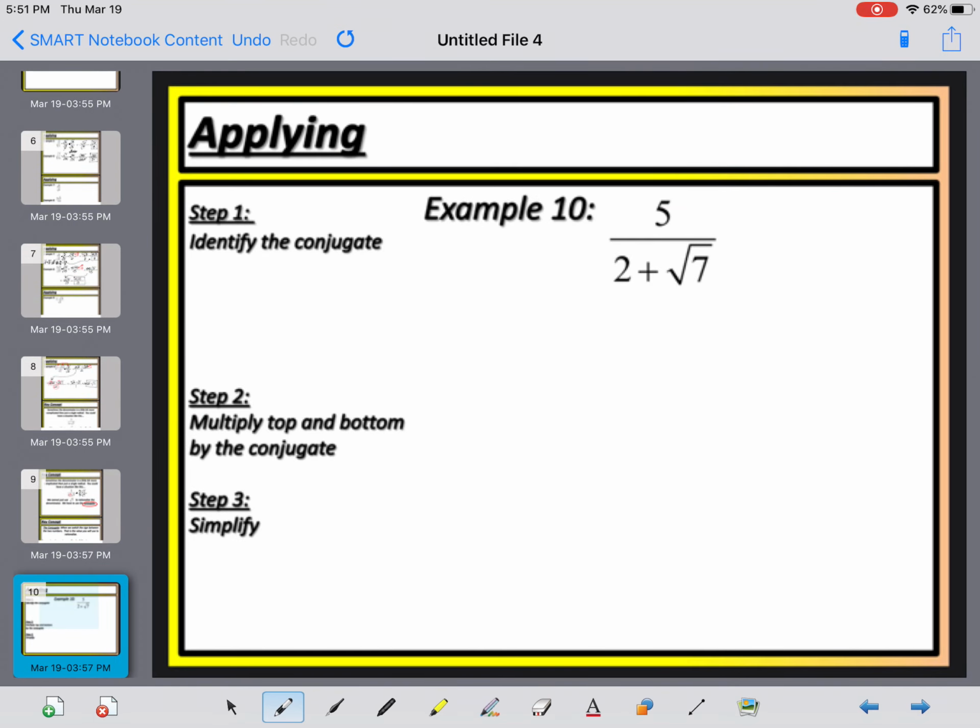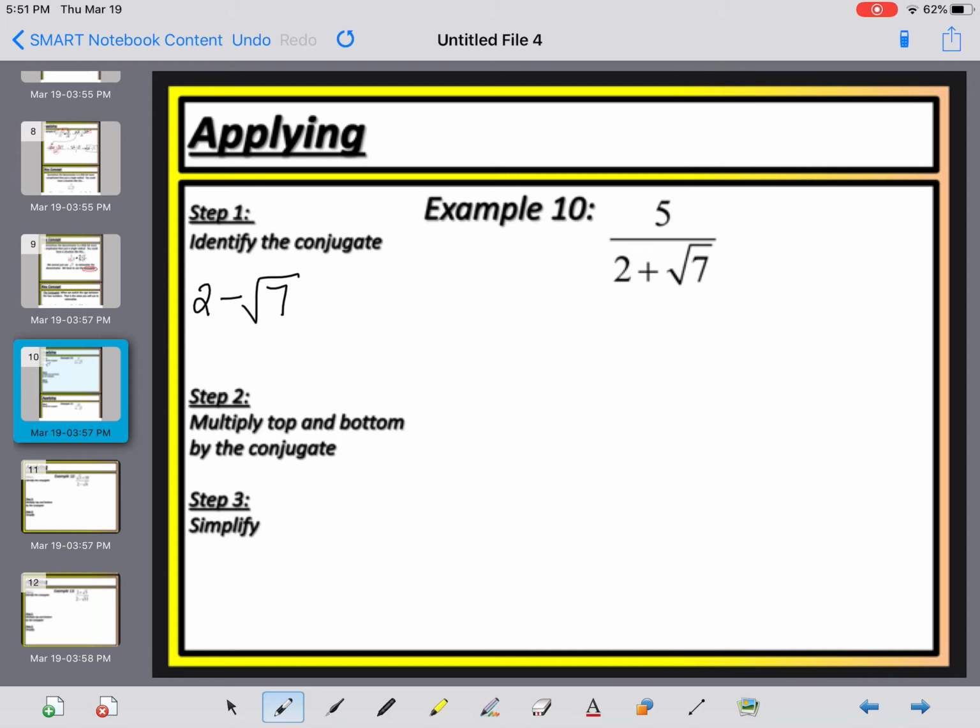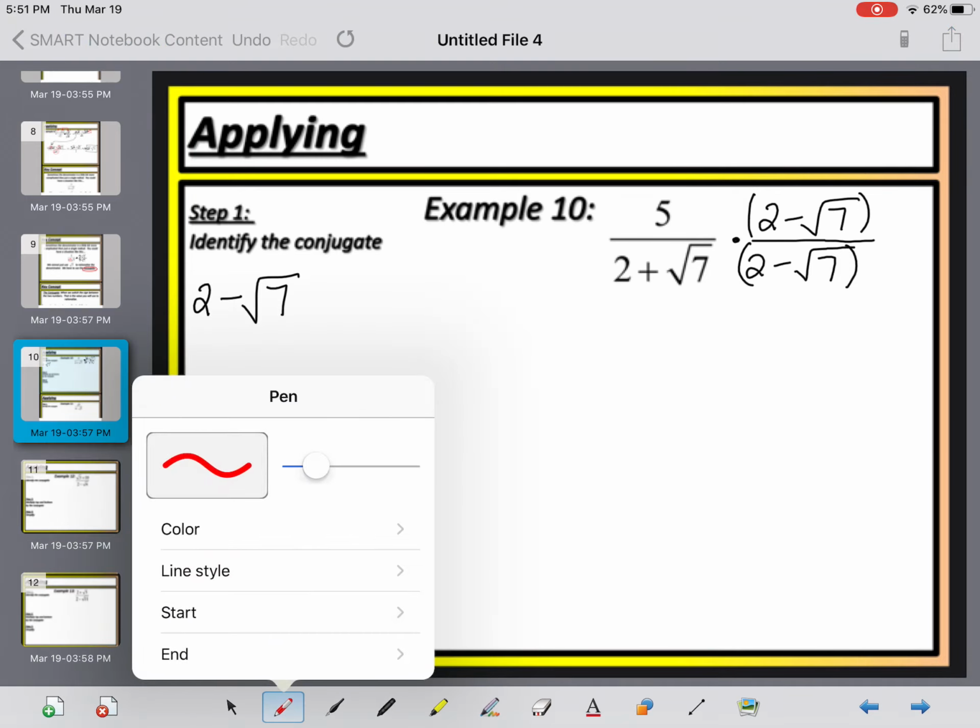Okay, so my first example, we'll start off slow here. My denominator is 2 plus the square root of 7, which means that my conjugate has to be 2 minus the square root of 7. So I'm going to use that to multiply to my original problem here. So 2 minus the square root of 7 on the top and the bottom. Now, since this is a binomial, I'm going to put it in parentheses to try and decrease errors when I multiply.